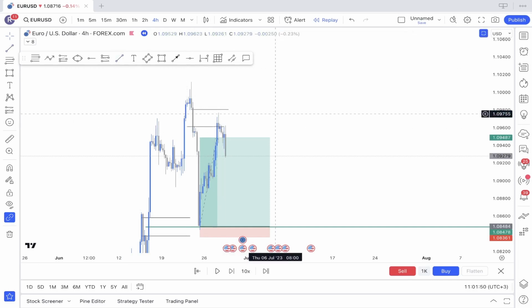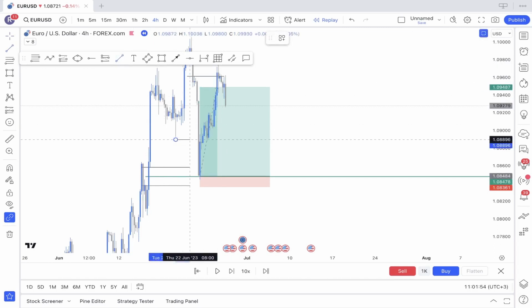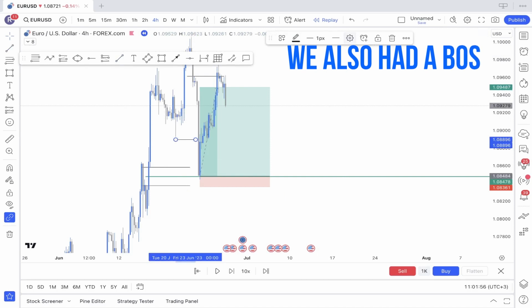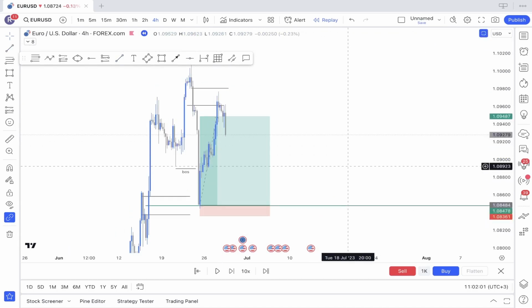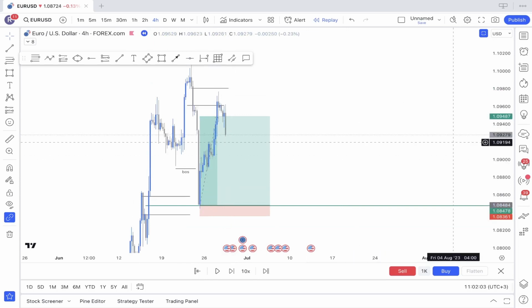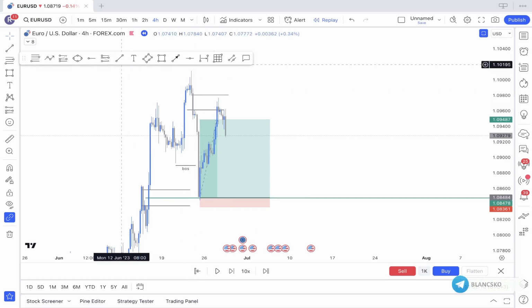So we created a fair value gap. We also broke structure right here. We have a BOS to the downside right here. We could also mark it BOS. Now, exactly after this buy limit would have smashed your take profit, you could have looked for a sell limit based on this fair value gap right here.